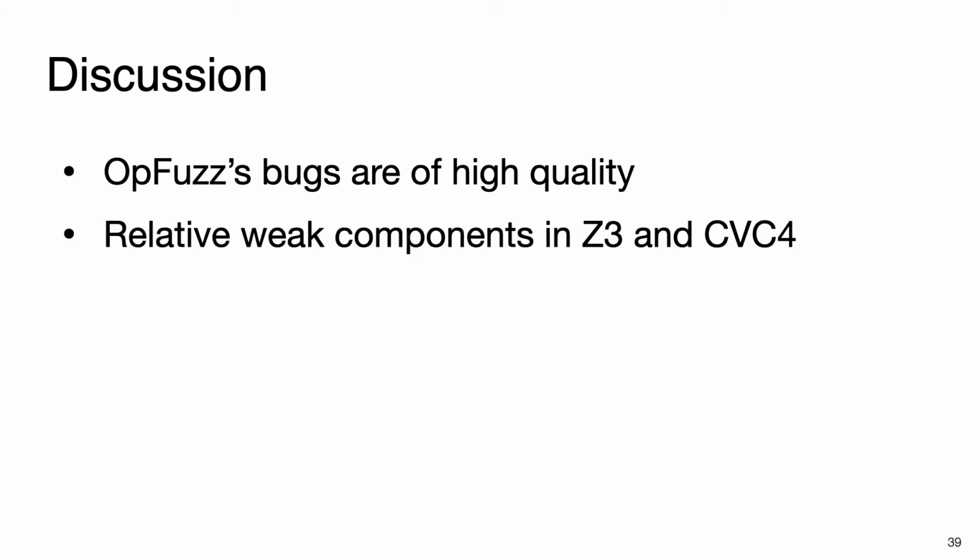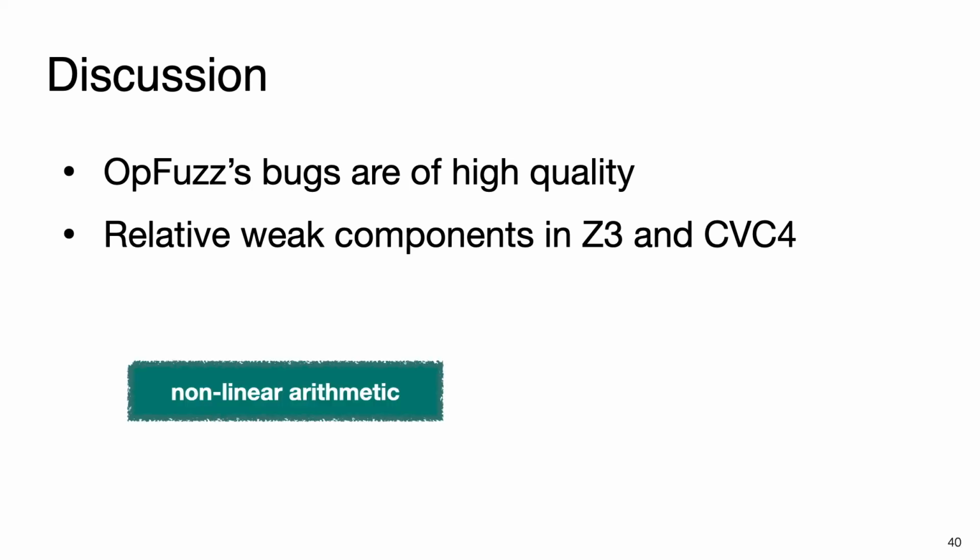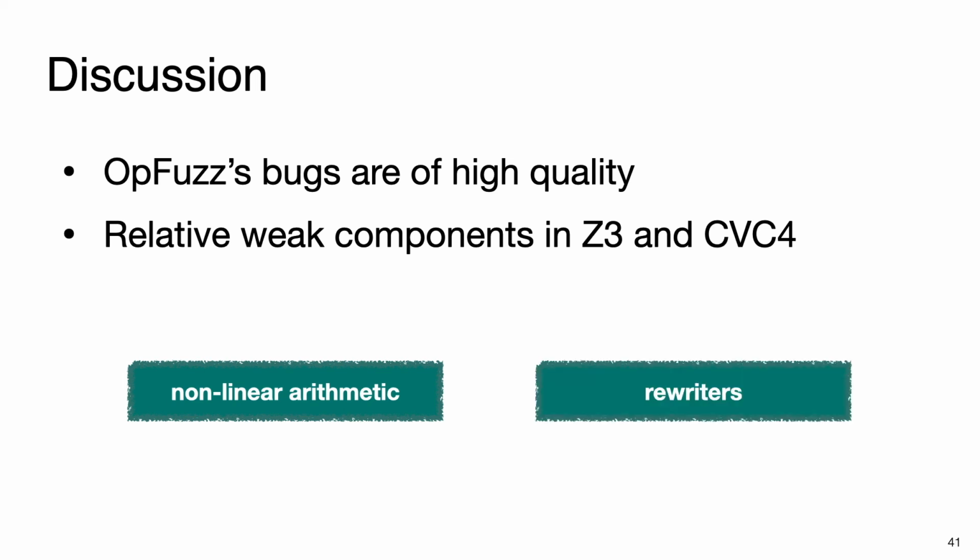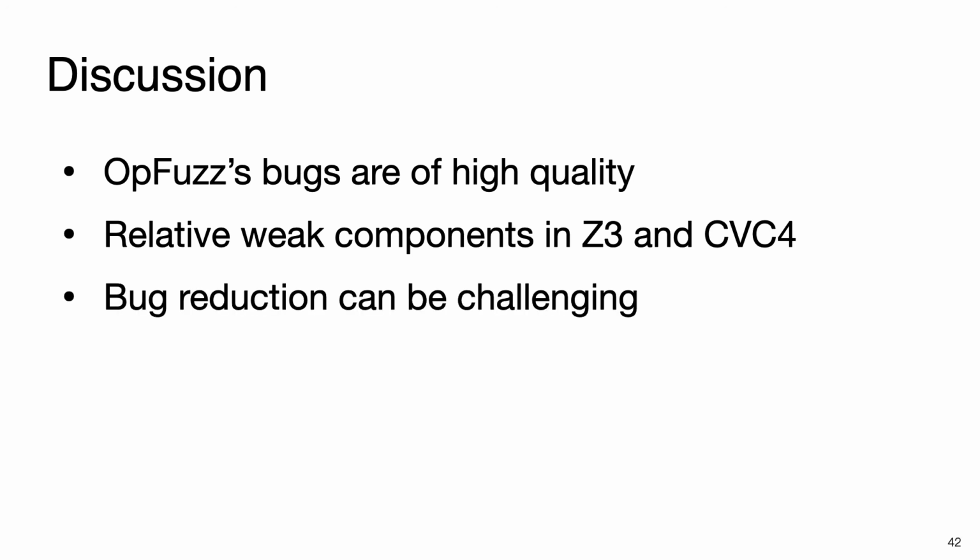Second, we have gained an understanding of the relative weakness of the components in Z3 and CVC4. We ranked the most influenced files with respect to bug fixes in Z3 and CVC4. This ranking shows that decision procedures for nonlinear arithmetic are among the weakest components in SMT solvers. Besides nonlinear arithmetic, rewriters are a weak component as well. Some related examples have been shown earlier.